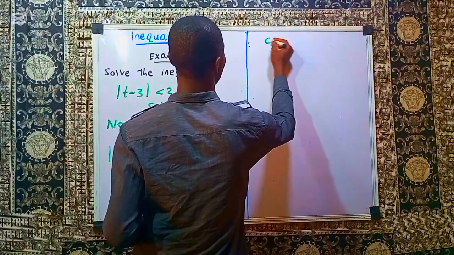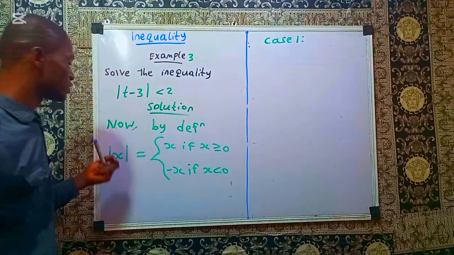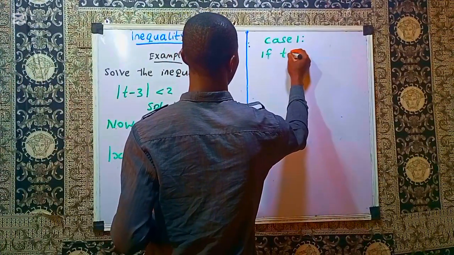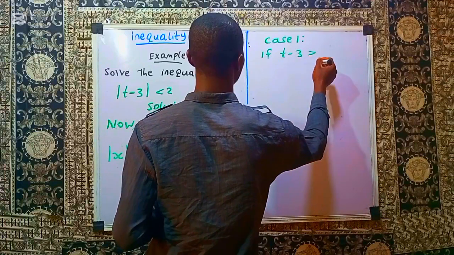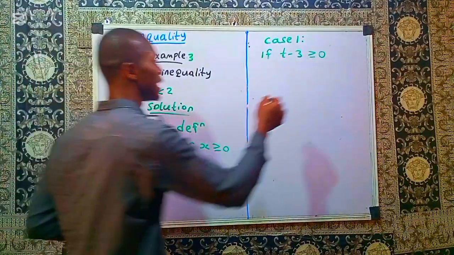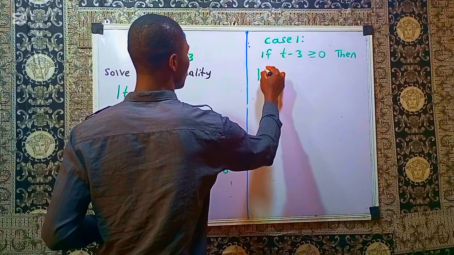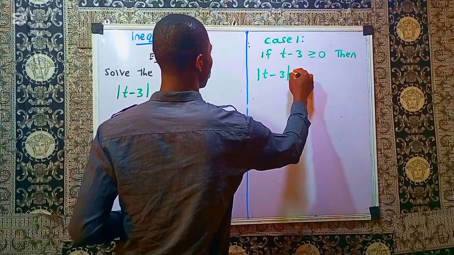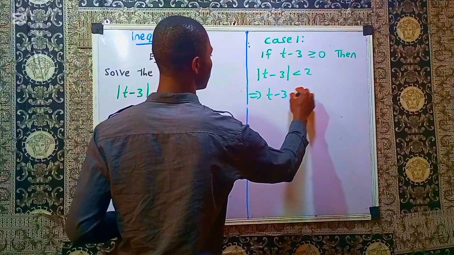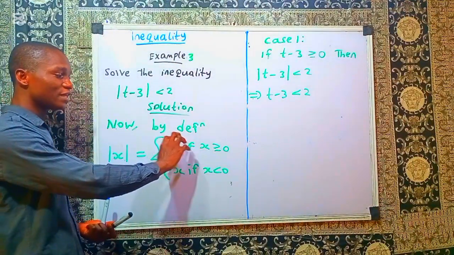We are going to consider case 1. So what is case 1? We use the first definition, right? If t minus 3 is a positive quantity, a number greater than or equal to 0, then absolute value of t minus 3 less than 2 will imply t minus 3 is less than 2. Case 1 is that absolute value of x is x if x is positive.